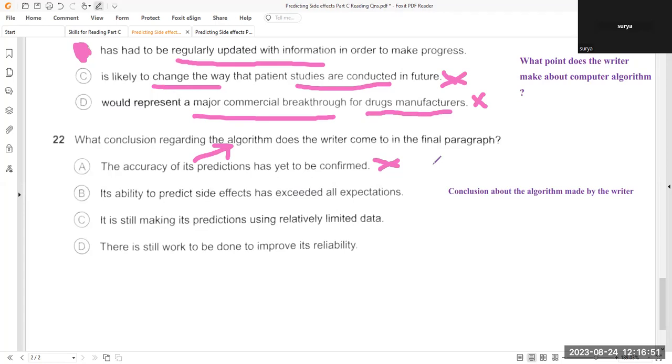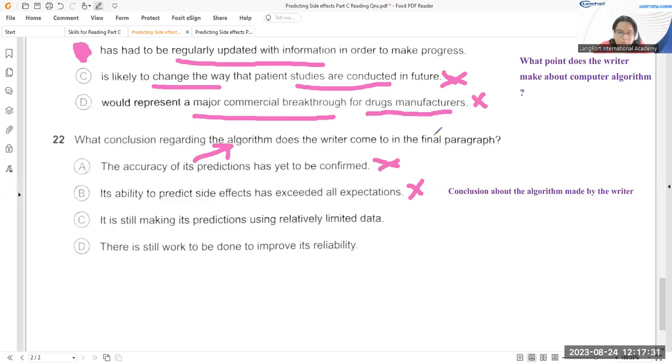Its ability to predict side effects has exceeded all expectations. Did they say that the ability of the algorithm to predict side effects has gone beyond everybody's expectations? Have they said that? No, they just said it gave predictions that we did not expect. They did not say the ability of the algorithm to predict side effects has gone beyond everybody's expectations. They just mentioned when we gave new data, it gave us side effects that we did not expect. That's it. Its ability, no, nothing like that.